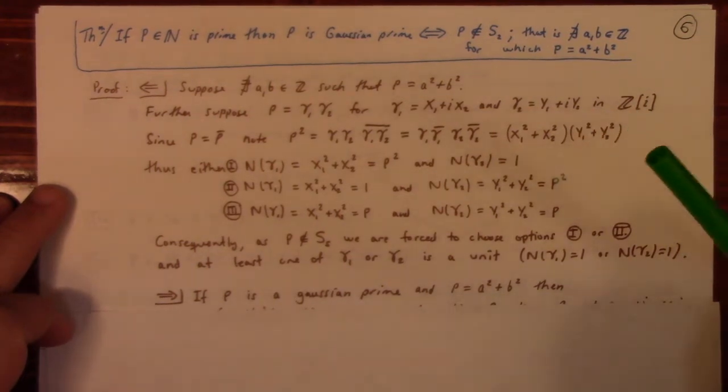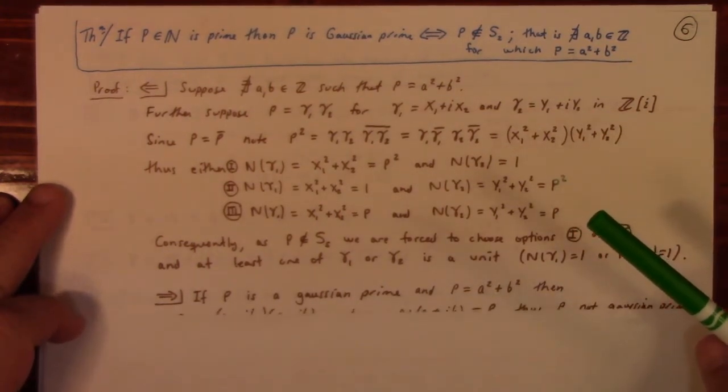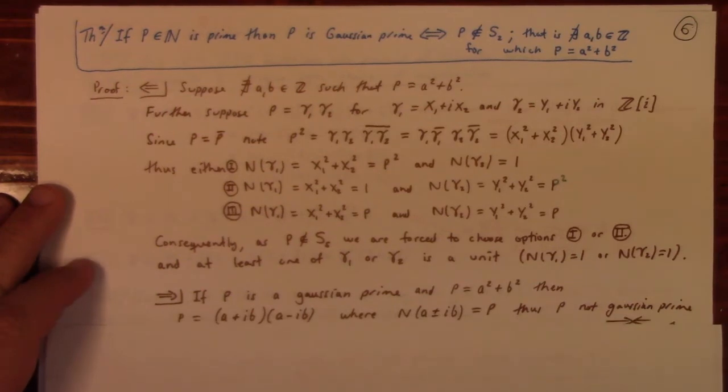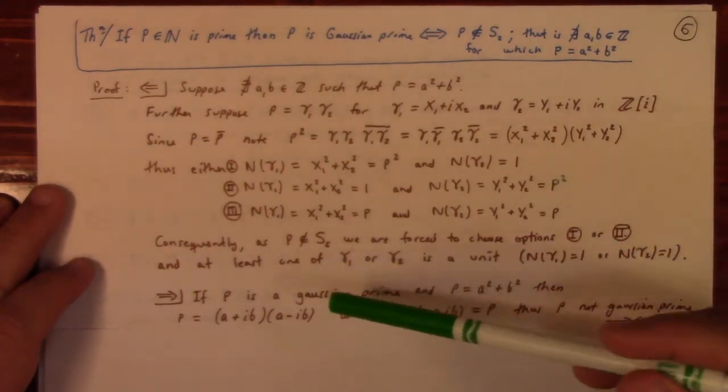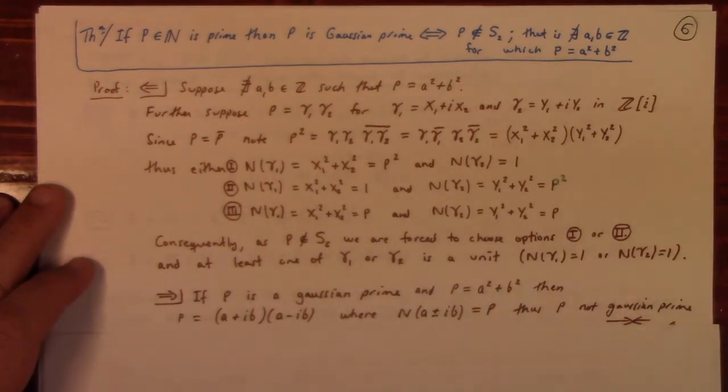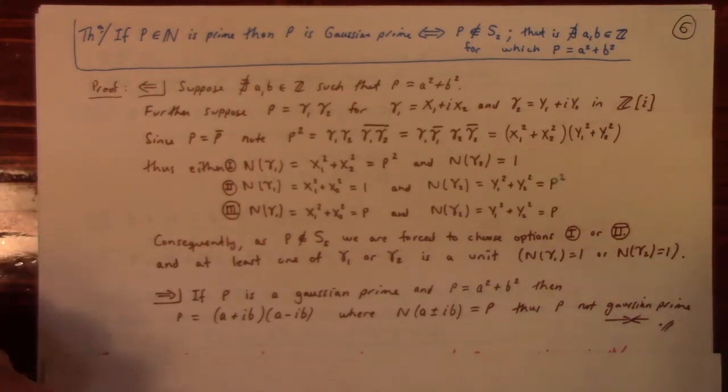If we assume P is a Gaussian prime, and P is equal to a squared plus b squared, towards a contradiction, because we're trying to show it's not the case, then we could factor a plus ib times a minus ib, where the norm of a plus or minus ib is p, which would be bad because that would be a non-unit factorization of the prime, which we cannot have. I mean, I would say P is not a Gaussian prime, but we're assuming it is a Gaussian prime, which of course is a contradiction. So there you go. That's the theorem, if and only if.